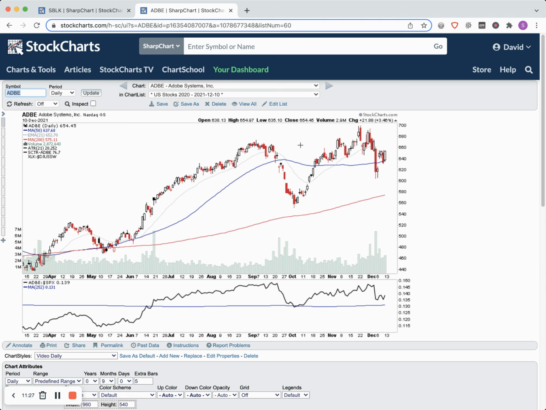Adobe, again, I think I put this on the weekend watch list, but it's been on the watch list multiple times of late. We did have this shakeout behavior underneath the 50-day moving average here, but it's recovered back above the 50. Obviously, the mega caps were getting some strong action on Friday. They were certainly holding the market up and outperforming.